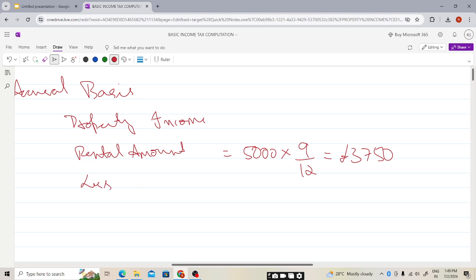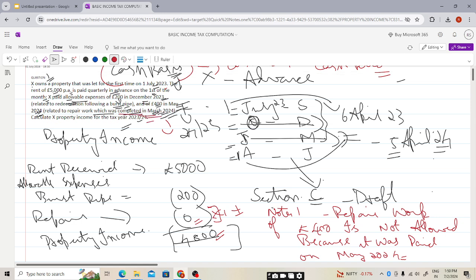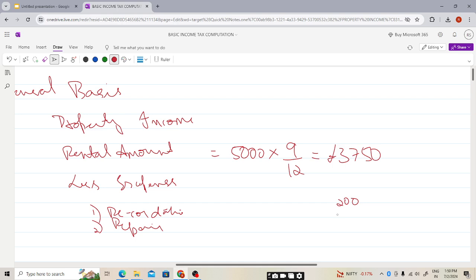Less expenses. Allowed expenses: first, redecoration will be allowed as it is already paid and related to this year. So what was it? 200. And coming to the repair expenditure, this will be allowed under the accrual basis. Why? Please see, student, the work was completed in March 2024. So it relates to which year? 23-24, no? So it will be reduced under the accrual basis. What was the amount? 400.